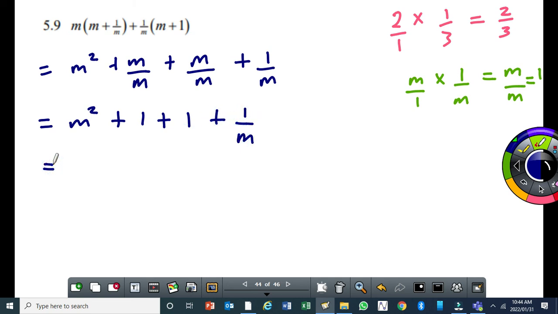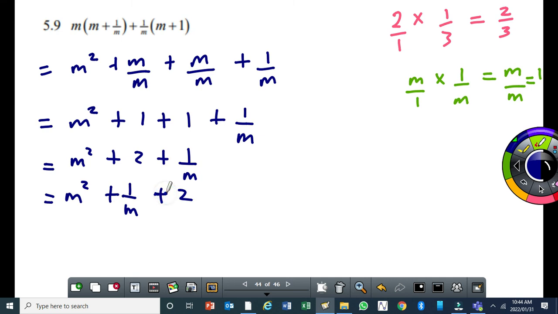Okay? With your final answer, you can leave it as m squared plus 2 plus 1 over m. But I prefer to take the 1 over m and put it where the 2 is, and the 2 goes to the far end. So we end up having m squared plus 1 over m plus 2. This can also be simplified further by finding the LCD, but I don't want to go there. I will stop it. Okay, so that's what you should have done.